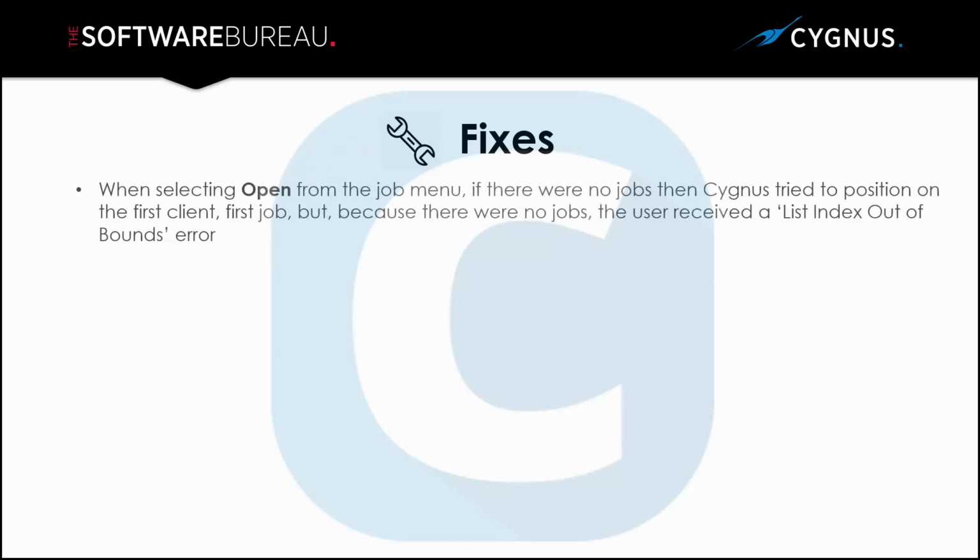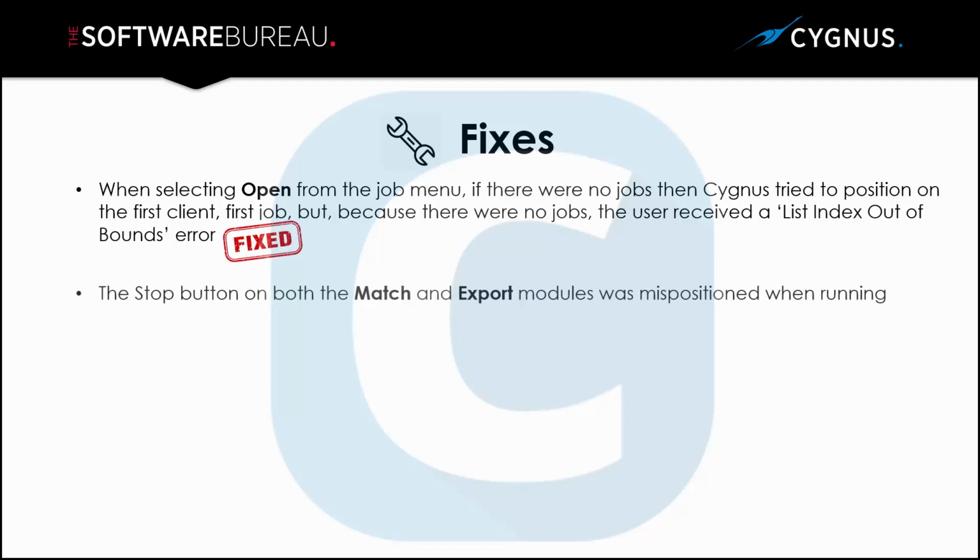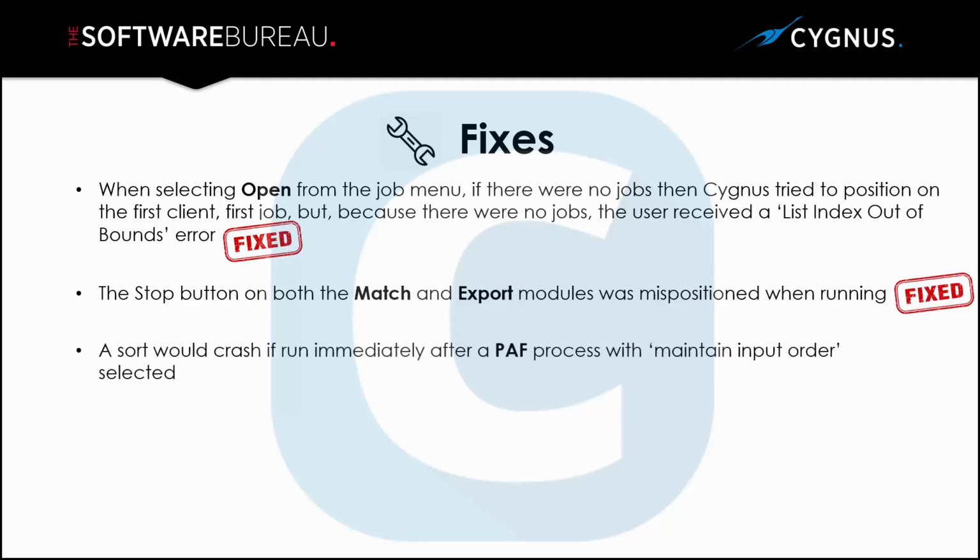Okay, so some fixes. When selecting Open from the job menu, if there were no jobs when Cygnus tried to position on the first client first job, because there were no jobs, the user received a list index out of bounds error. Fixed. The stop button on both the match and export modules was mispositioned when running. That's been fixed. A sort would crash if run immediately after a path process with maintain input order selected.